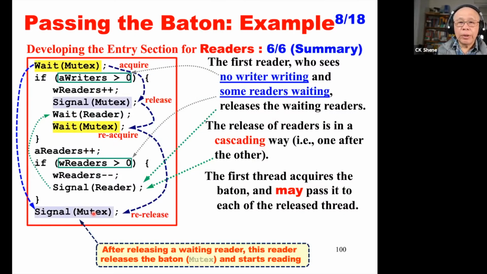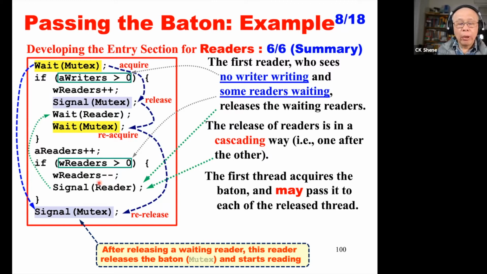So here's the summary. Let's quickly go through it. A reader acquires the mutex. And if there's no writer writing, it simply goes here. And if there are some readers waiting, then we release them in a cascading way. So the first thread that acquires the baton, the mutex, would go down here, release the next one, and next one.